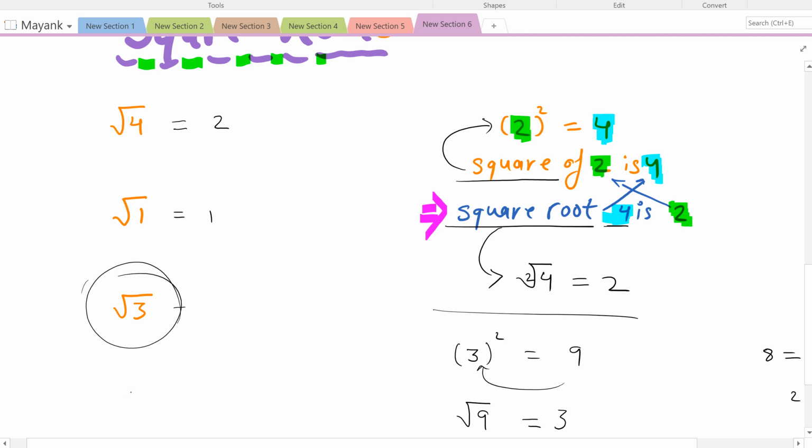How about square root of 2? 1.414. That's the approximation. That is also an irrational number. So they are not whole numbers.